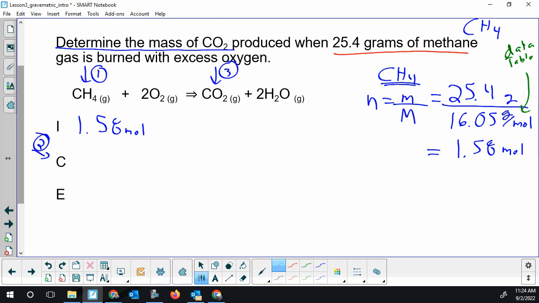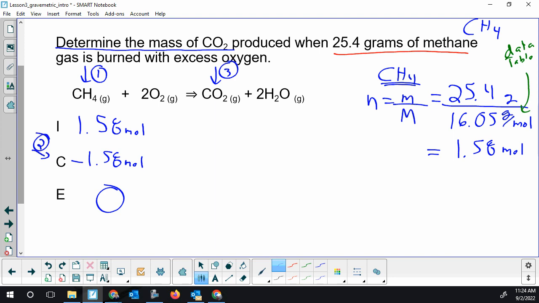Now we know the rest of the steps. We've done them. Okay, we have our moles. All of that methane must be reacting away. We're assuming that's our limiting reagent. All 1.58 moles must react. We just had this extra step to get moles.